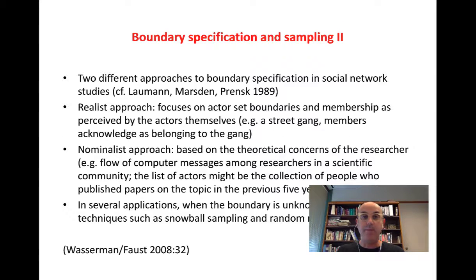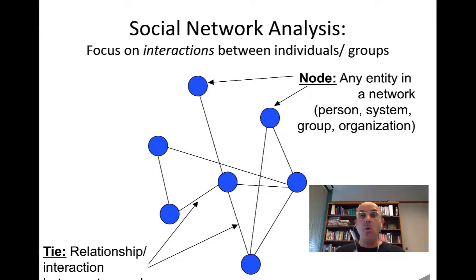in our study. Those are definitions that Wasserman and Faust defined in 2008 about the boundaries and the sample that we are taking into account with regard to population. So what do we analyze basically in social network analysis?